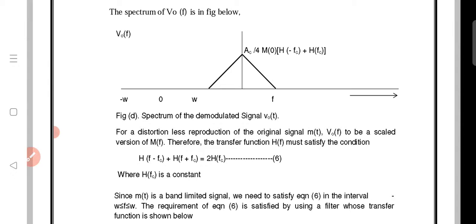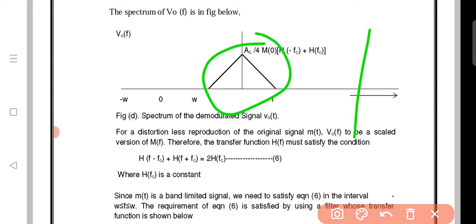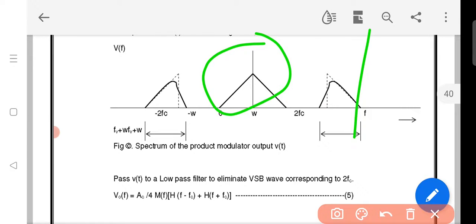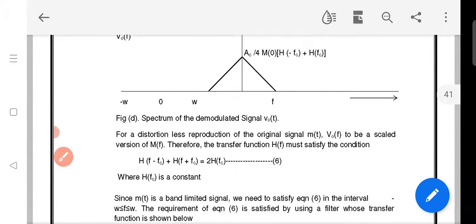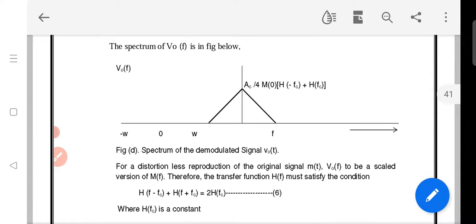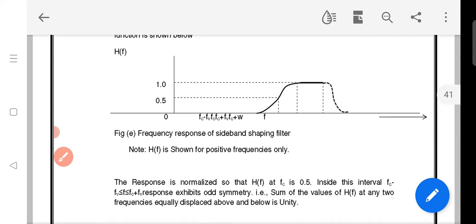This is the demodulated signal. Here this is the message signal, and these are the sidebands. In this output of the detector, this is the message signal that we retrieved successfully from the coherent detector of the VSB modulated wave.